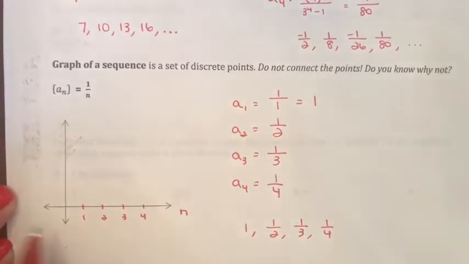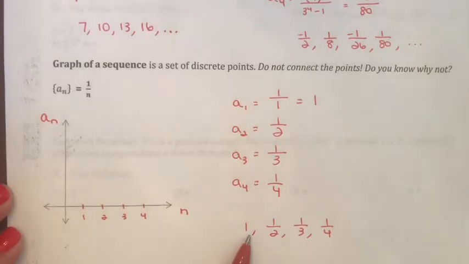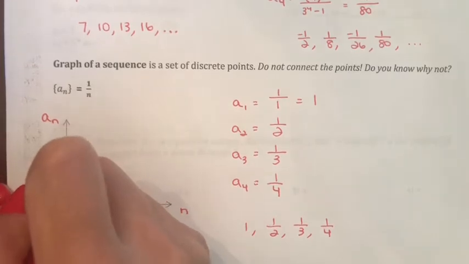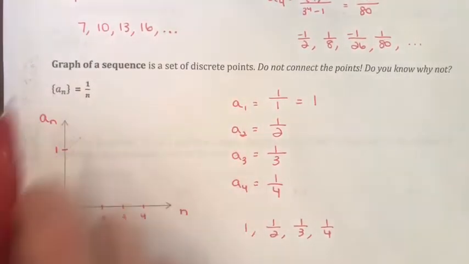Now what goes on the y-axis is the actual term value. The biggest number I have here is 1, so I'm just going to go up to 1, and that's my first term.